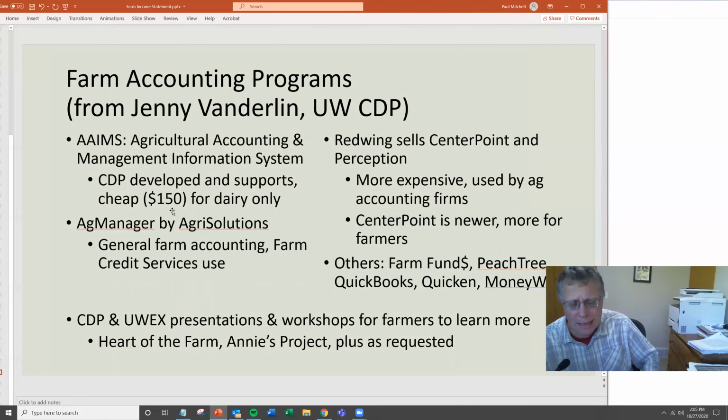Ag Manager by Agri Solutions. It's a general farm accounting software. A lot of the farm credit systems or services are using it, like Compeer, for example. Red Wing sells a software package called Centerpoint and Perception. It's more expensive, and often the ag accounting firms, if you hire an accounting firm to do your ag books, they're probably using this one. It's a very common one. Centerpoint is newer, and it's more for the farmers to use. So if you get to a certain level of sophistication, and you want to still do your accounting yourself, maybe you have enough expertise, that's Centerpoint.